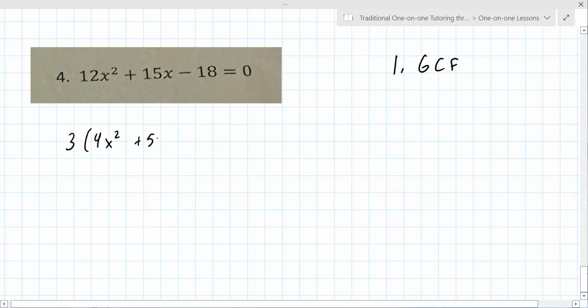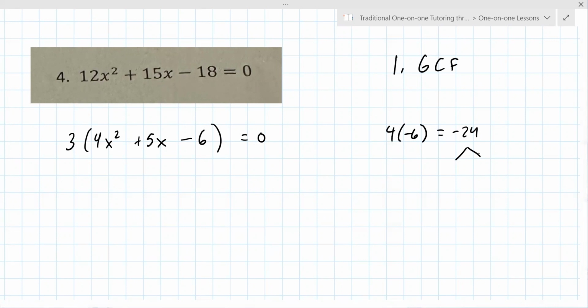Now, unfortunately, the GCF isn't 12, so you do have to do the 4 times minus 6. But it's better than doing 12 times minus 18. So let's not do any more work on this problem. This is at least enough for you to get started here.